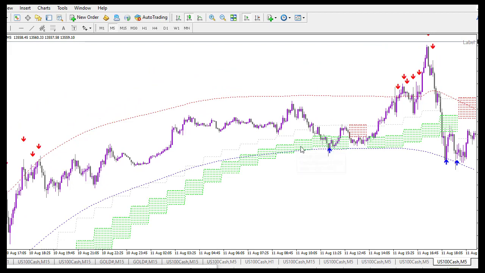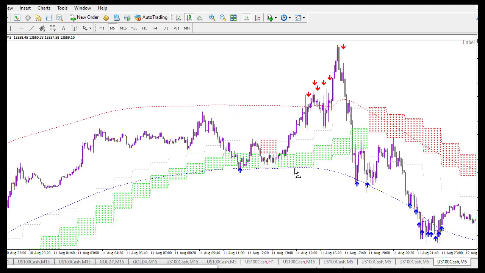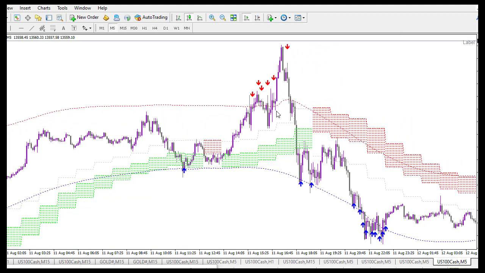The trend cloud is still green, and we have the arrow here, and it's at the band, and you can place your trade, and your take profit will be the upper band, or when you are satisfied with your profit. And that's another good entry.